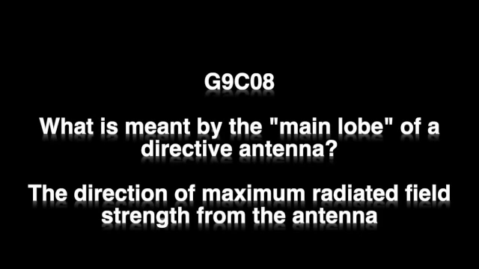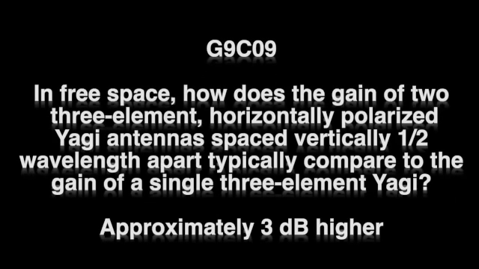G9C08. What is meant by the main lobe of a directive antenna? The direction of maximum radiated field strength from the antenna. G9C09. In free space, how does the gain of two 3-element, horizontally polarized Yagi antennas spaced vertically 1/2 wavelength apart typically compare to the gain of a single 3-element Yagi? Approximately 3 decibels higher.